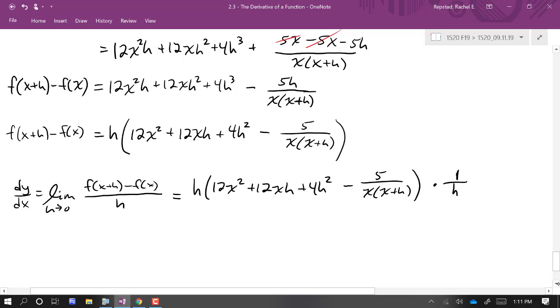Hmm? You're still dividing. Oh, you didn't? By h? I did. I wrote it as times 1 over h. Oh, at the end. You didn't move over your limit? Ah, yeah. Because it still has to have a limit. This is absolutely required.